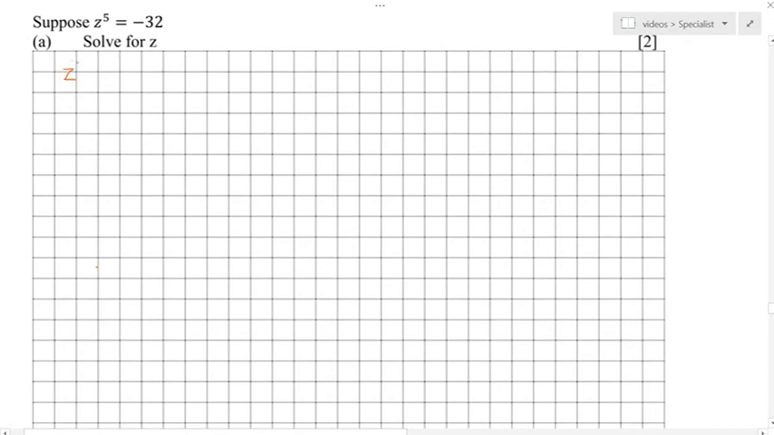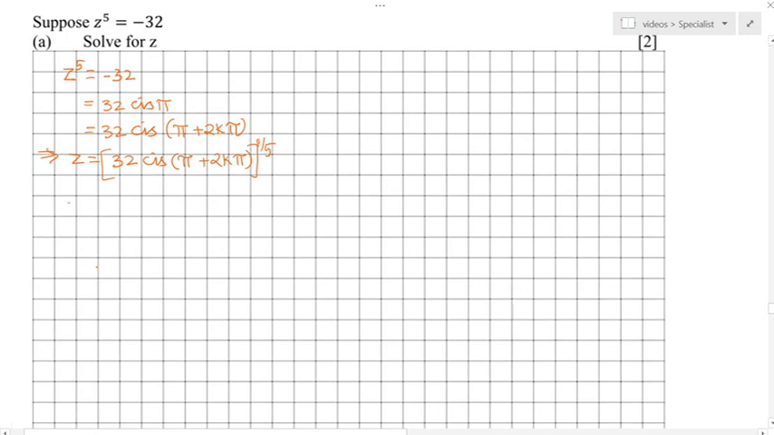We start like this: z to the power 5 is equal to minus 32. Now minus 1 is equal to cis pi, so I can write that as 32 cis pi, and because this is periodic, I can write that as cis pi plus 2k pi. Therefore z is equal to 32 cis (pi plus 2k pi), all to the power 1 over 5.